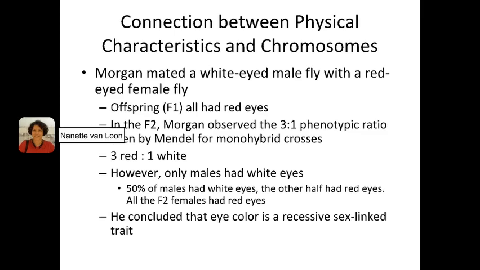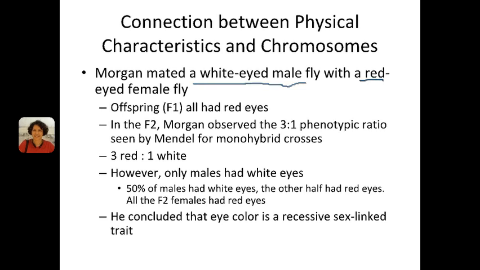After a couple of years of no luck in developing mutations, one of Morgan's students discovered a white-eyed fly in one of the tubes. So that fly was picked out and was carefully mated to other flies, and they checked what happened with the transmission of that physical characteristic. So he mated that white-eyed fly, which was male, with a female fly that had red eyes.